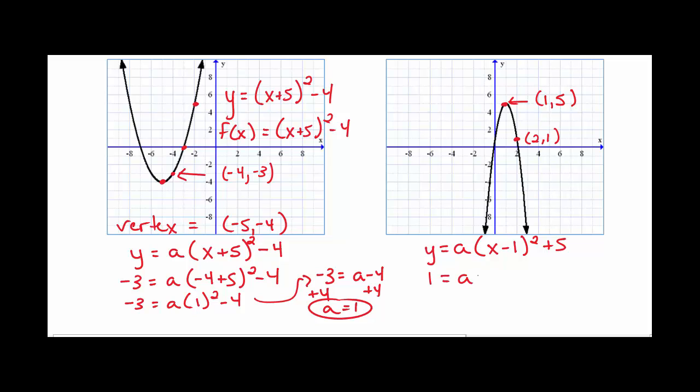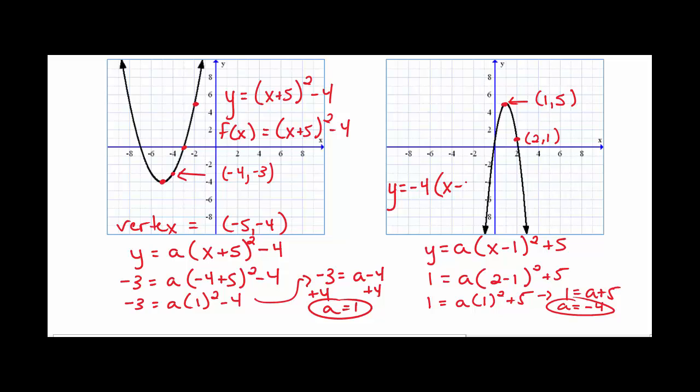So 1 equals a times (2 minus 1) squared plus 5. So 1 equals a times 1 squared plus 5. And so we end up with 1 equals a plus 5. And if we do the math right, we get a equals -4. And so the final equation for this would be y equals -4 times (x minus 1) squared plus 5. And that's it.